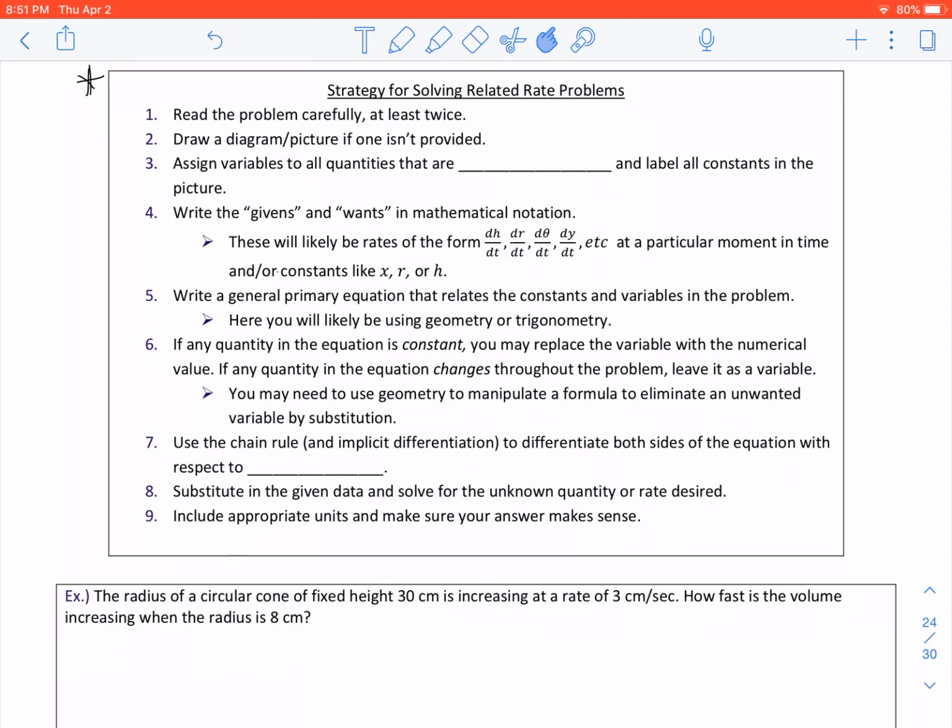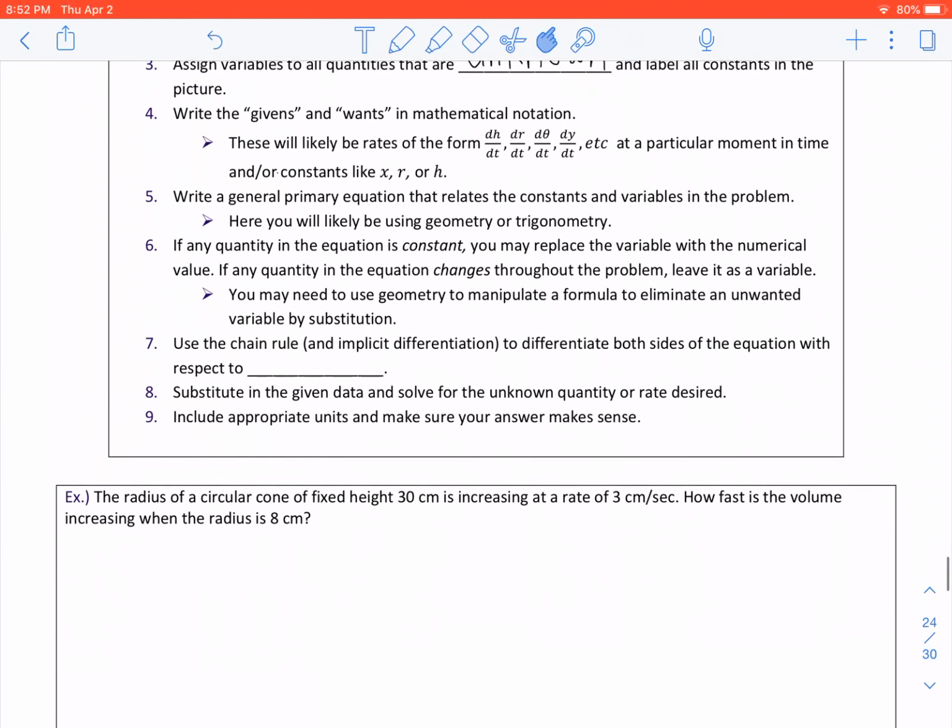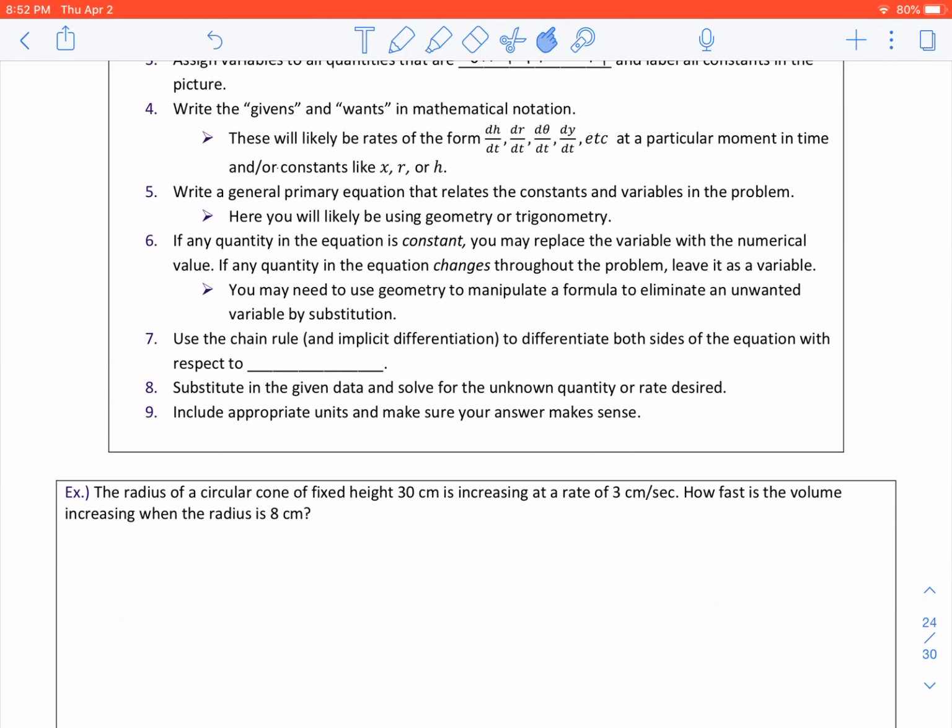Third thing says assign variables to all the quantities that are unknown, and label all constants in the picture. Write the givens and the wants in mathematical notation. Again, this is where that implicit differentiation comes in handy. So there will likely be rates of the form dh/dt, dV/dt, dr/dt, dy/dt, d theta/dt, etc. at a particular moment in time, and/or constants like x, r, or h.